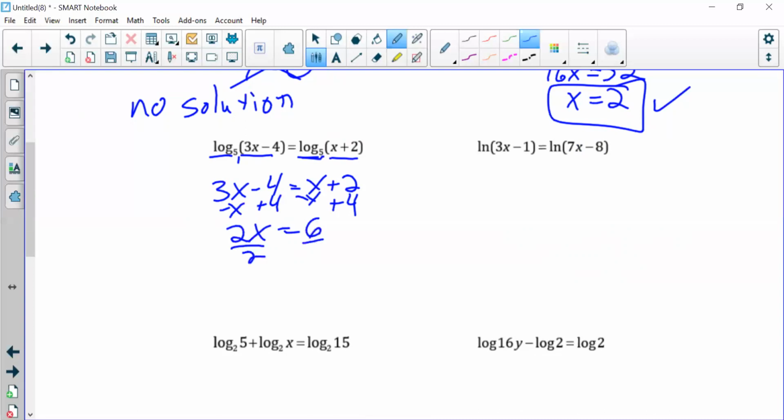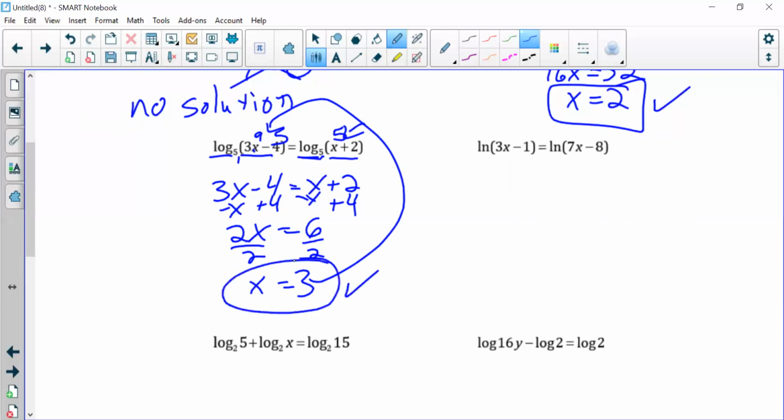Divide both sides by 2. So x equals 3. Plug my 3 in up here. Make sure that neither of these are negative. Remember, we can't have a negative number. So 3 times 3 is 9, minus 4 is 5. We're good there. 3 plus 2 is 5, and we work. That's good. That's our answer. Look at the next one.